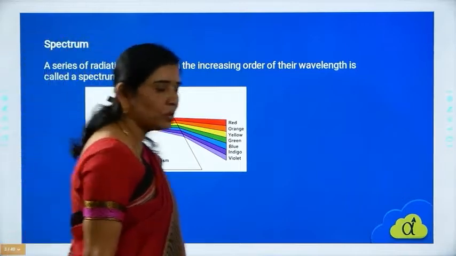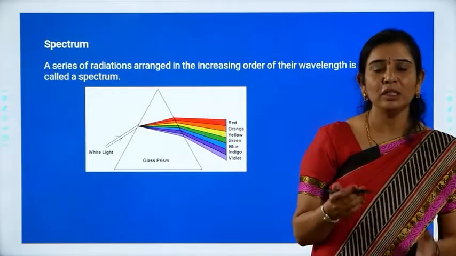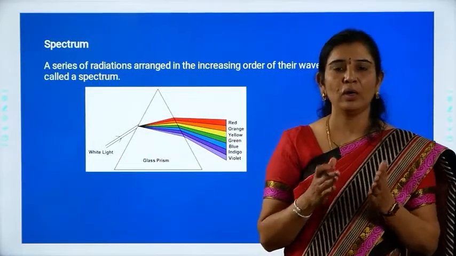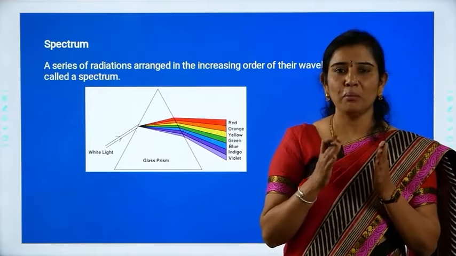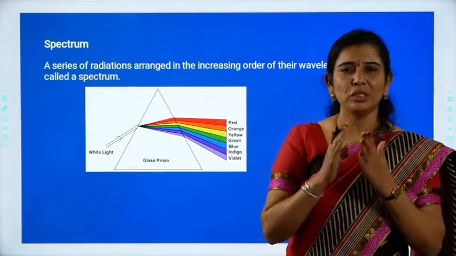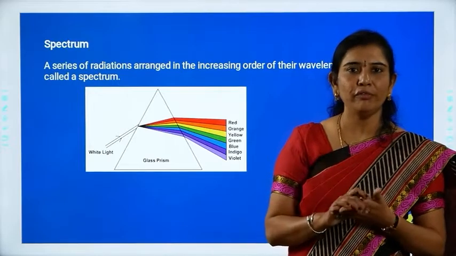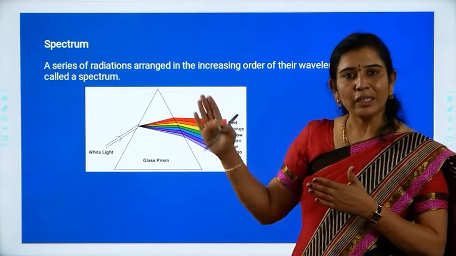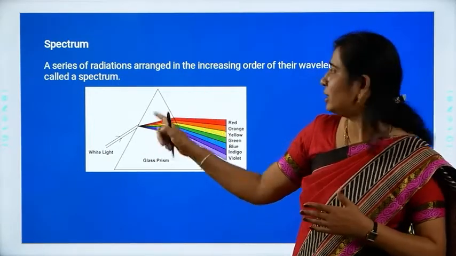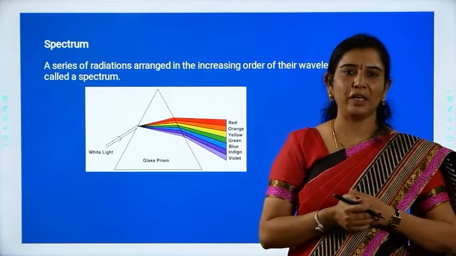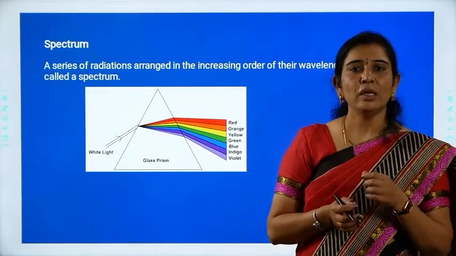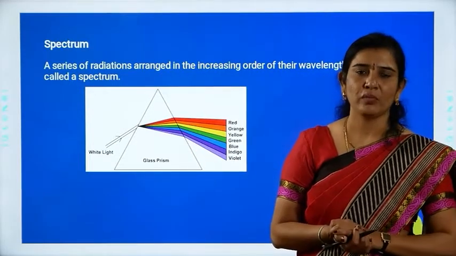I hope you understood, students. Now spectrum means it is a collection of a number of light radiations, a series of light radiations, which have different wavelengths and are collected on a photographic plate. That we call spectrum. So this is the actual definition for spectrum.